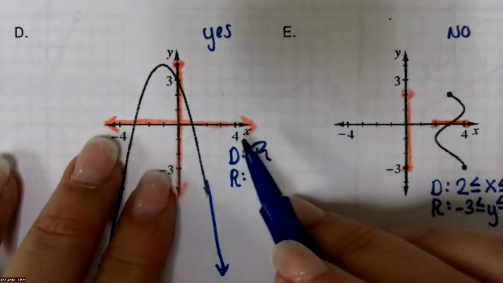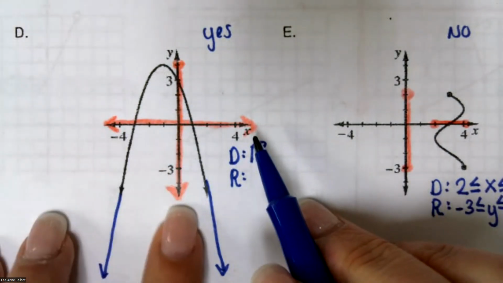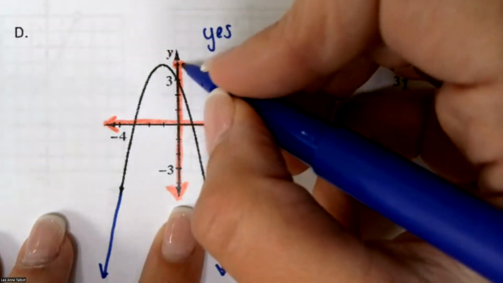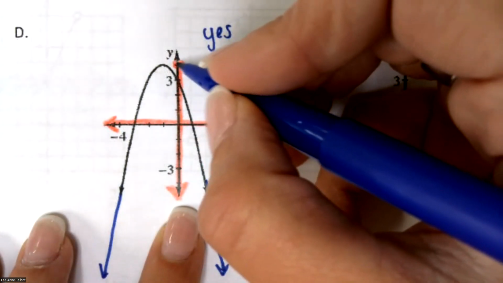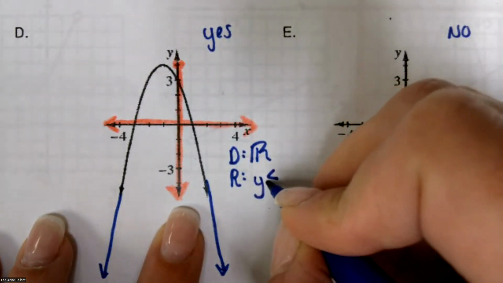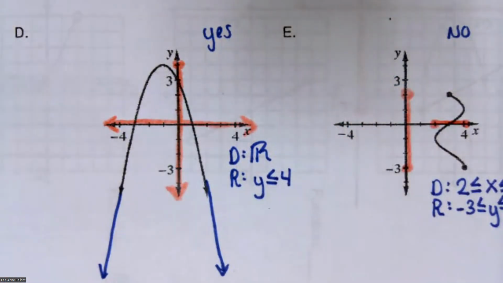Okay, there's a very big difference between arrows on both ends and an arrow on one end. This one, what is the top of this, by the way? 4. So we're going to say y is less than or equal to 4.